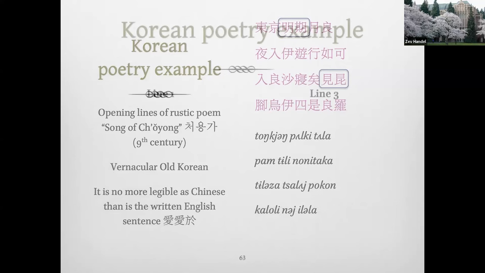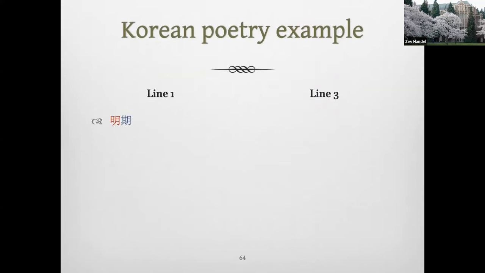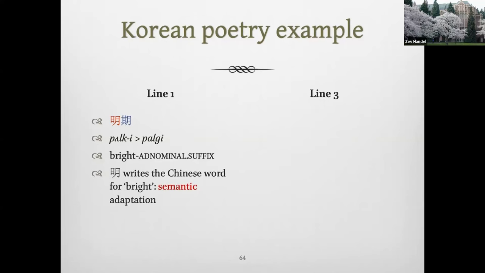And we can zoom in on this. It's exactly the same thing. We can go a little faster. This is bright. It's got a root and a suffix in Korean. The root is written with the Chinese character that matches the meaning of bright, and the suffix is written with a Chinese character whose pronunciation matches the pronunciation of the Korean suffix.